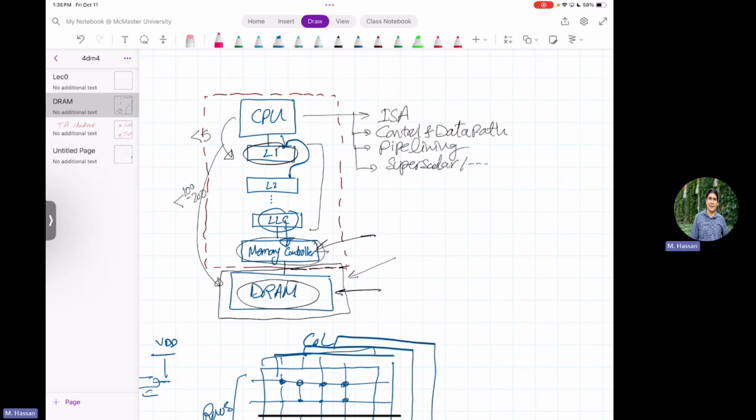Yeah. So then does the memory controller have two different clocks? Yeah. There are a lot of buffers at the memory controller, and we will discuss this.